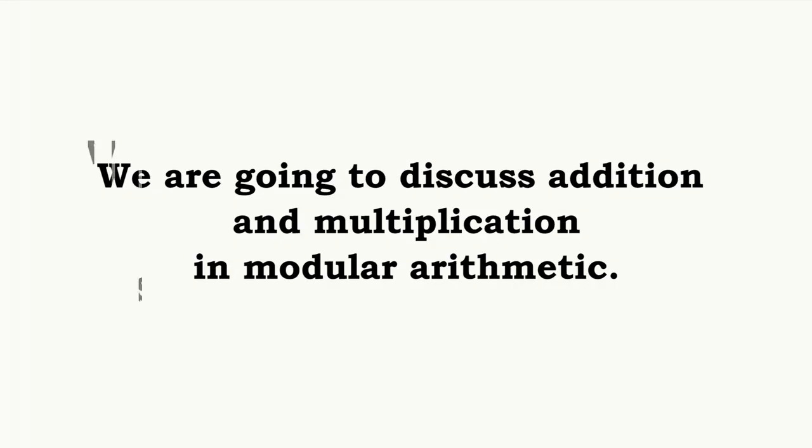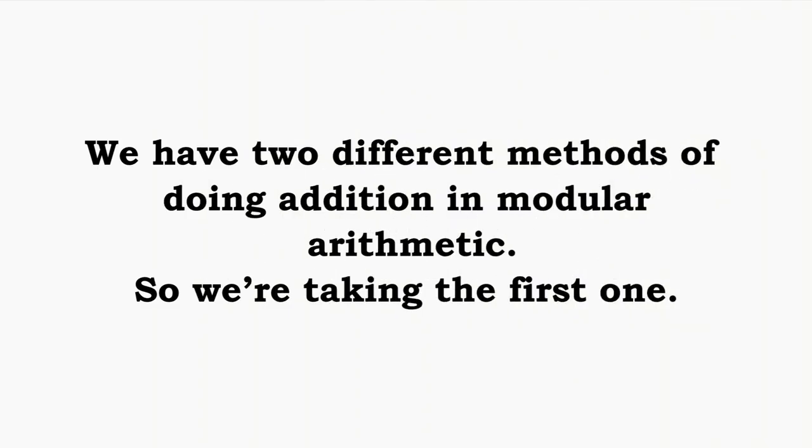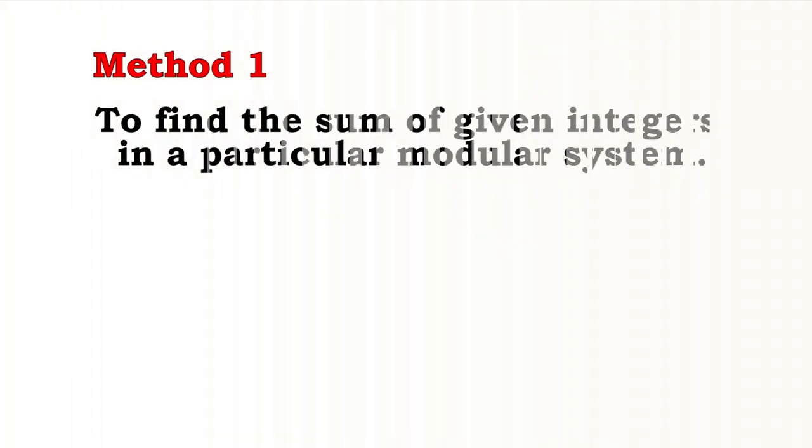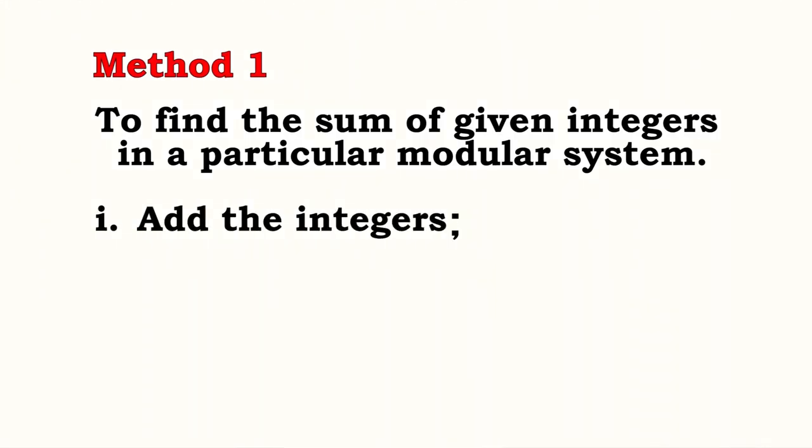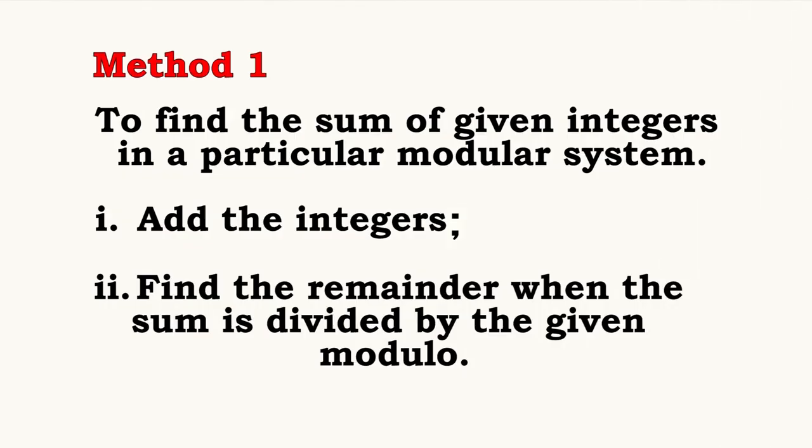Okay, let's start with addition. We have two methods of doing addition in modular arithmetic. So we are going to take the first one, and then later we'll look at the second. Now, in the first method, to find the sum of a given integer in a particular modular system, we first add the integers, and then secondly, we find the remainder when the sum is divided by the given modulo. We'll take 5 examples to make the points very clear to you.